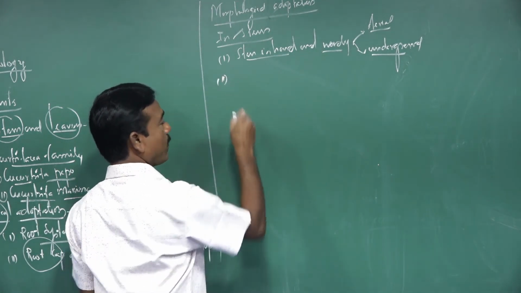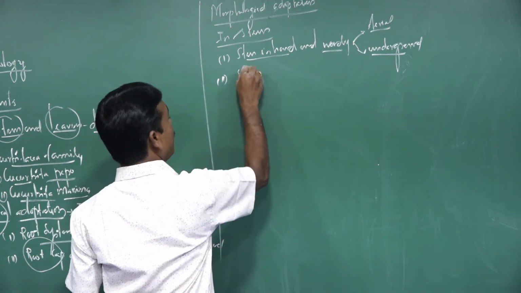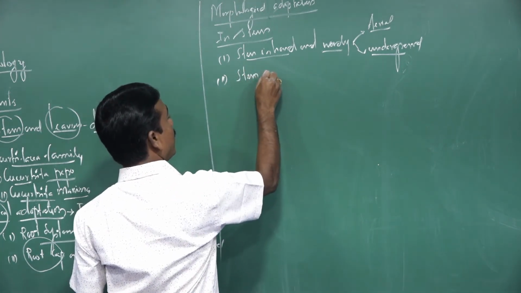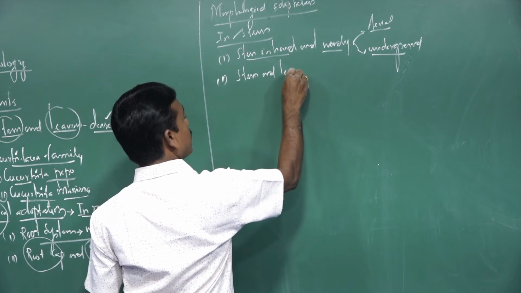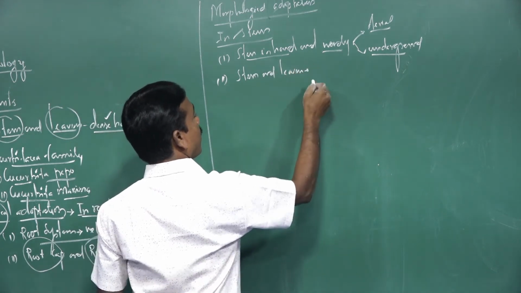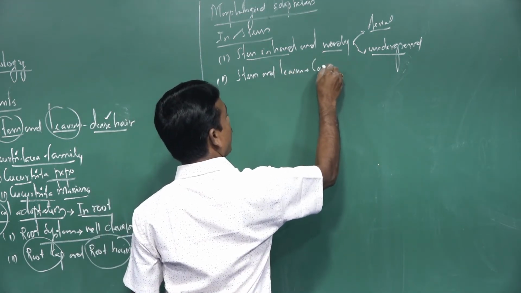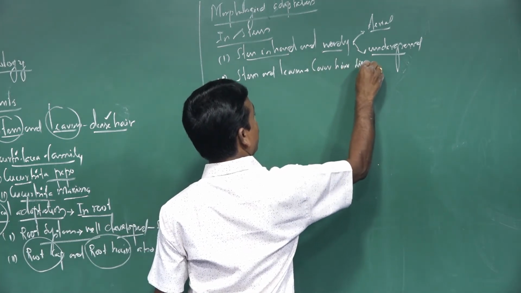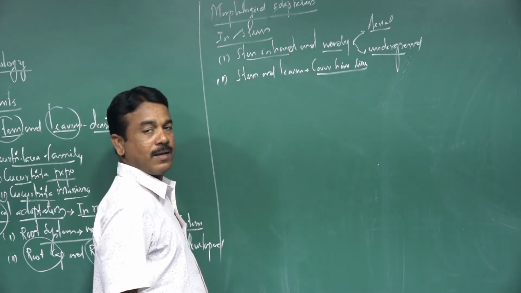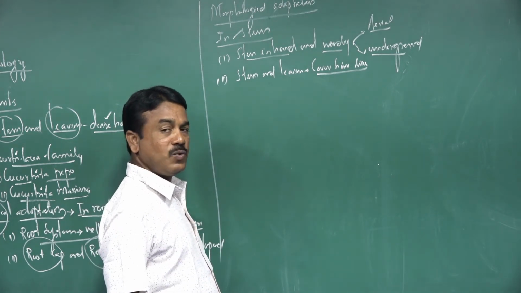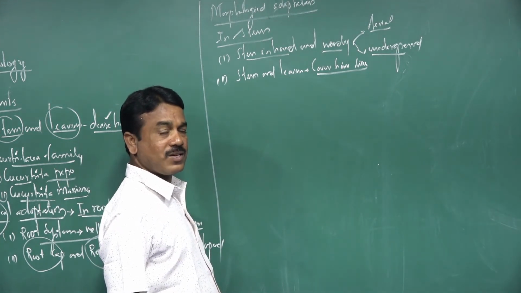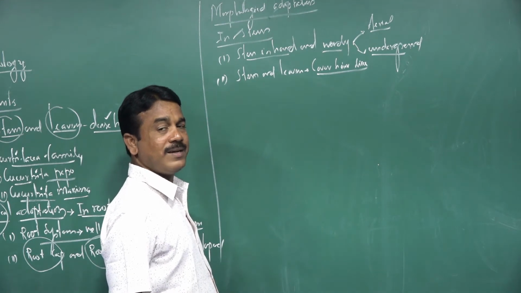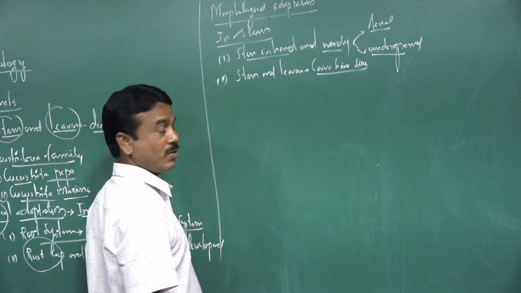Second thing, both stem and leaves cover hair-like structure, which I am already saying. If stem and leaves have hair-like structures, that plant is commonly called a trichophilous plant. So that is a capability.